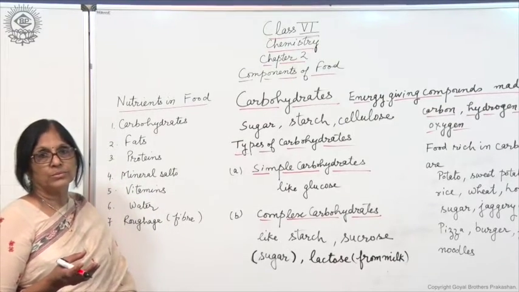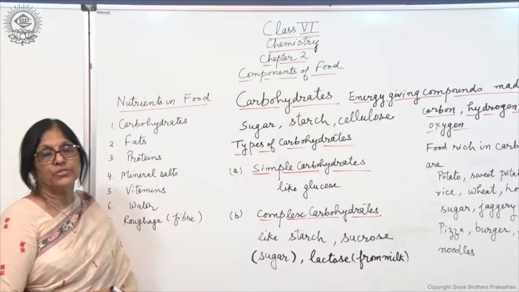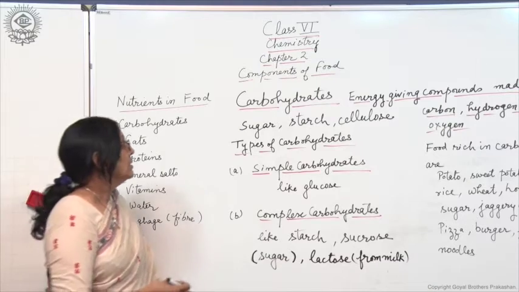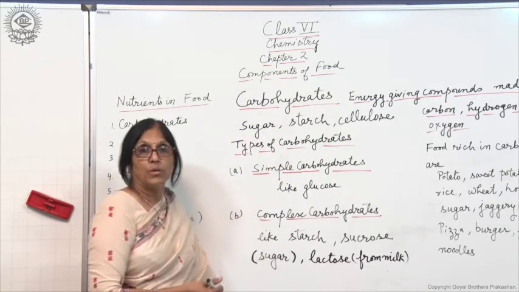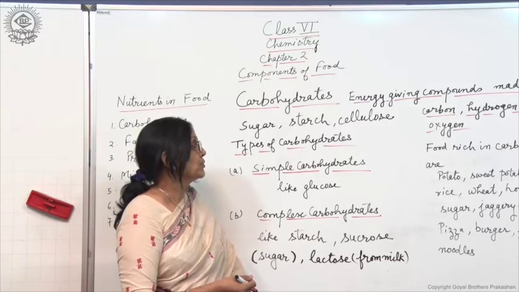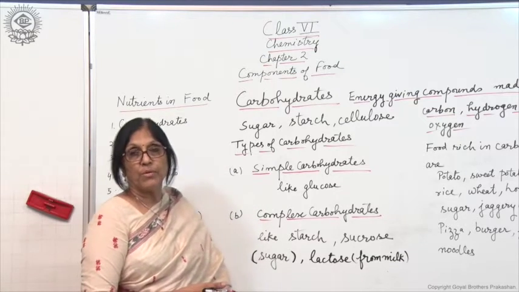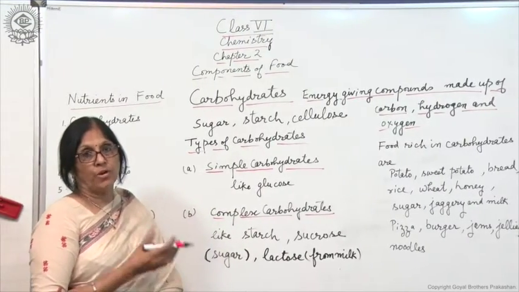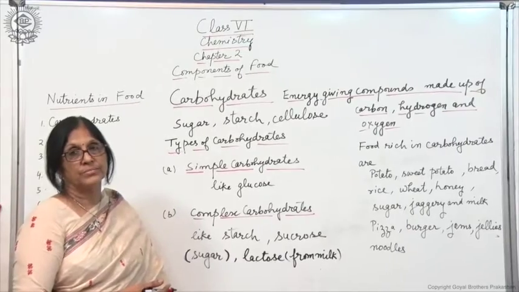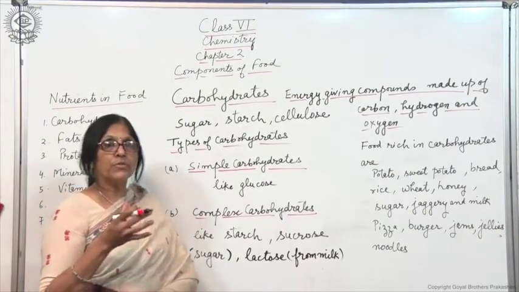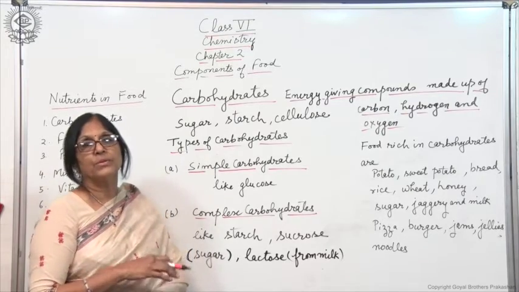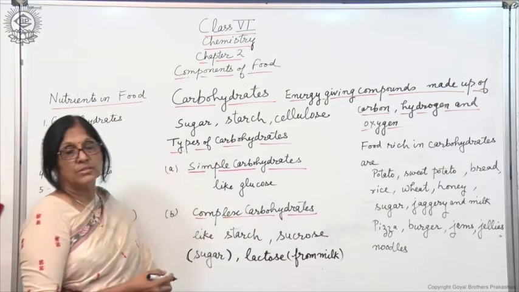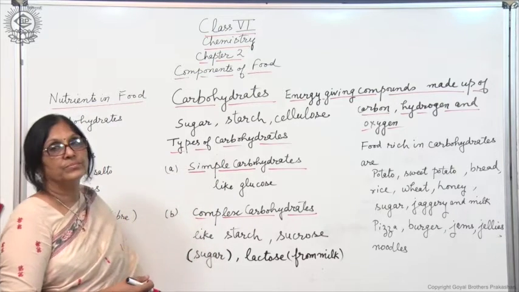Let us study now in detail about the various components of food. Let us start with the first component, that is carbohydrate. Now carbohydrates are common energy giving foods, energy giving compounds. They are made up of the elements carbon, hydrogen, oxygen. Carbohydrates form our staple diet, and the main part of our food is composed of carbohydrates. The common carbohydrates are sugar, starch, cellulose.